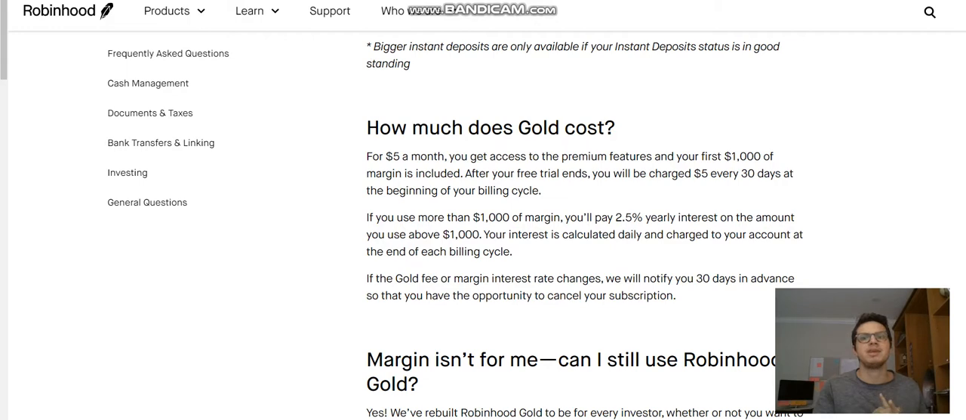Also, margin investing does have fees tied to it, right? You can't just use all that free money without anything tying to it. So it's about a 2.5% yearly interest after you use your first $1,000, right? So if you use $50,000, they'll charge you interest on $49,000. So it's pretty easy to calculate.